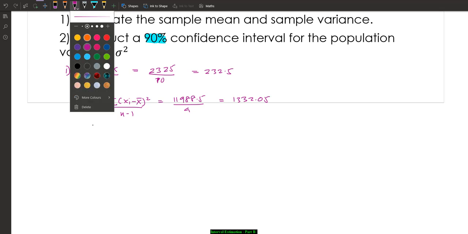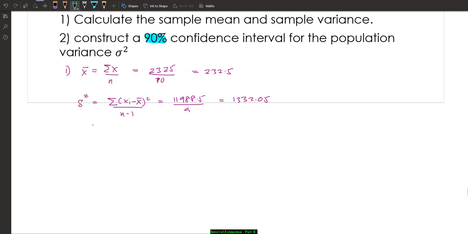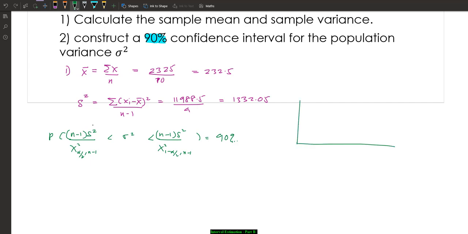So to calculate the 90% confidence interval for the true variance, the population variance, we will use the formula: n minus 1 times sample variance divided by chi-squared alpha divided by 2, n minus 1, for the population variance, n minus 1 s squared divided by chi-squared 1 minus alpha divided by 2, n minus 1. So this is the probability that we want to find, 90%. We just plug in the value, but before we do that, we need to draw a distribution curve.